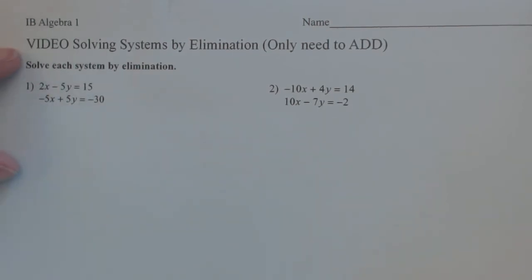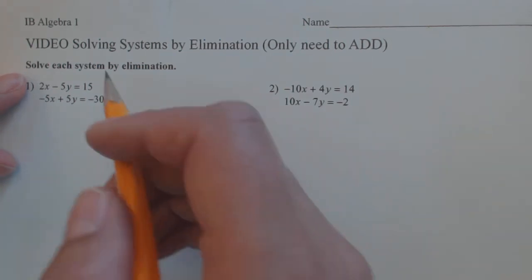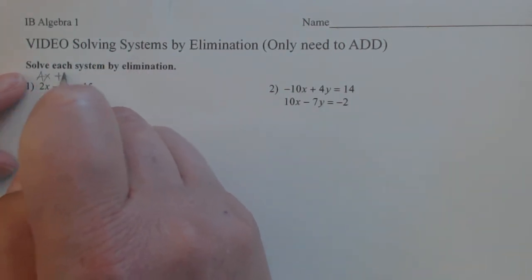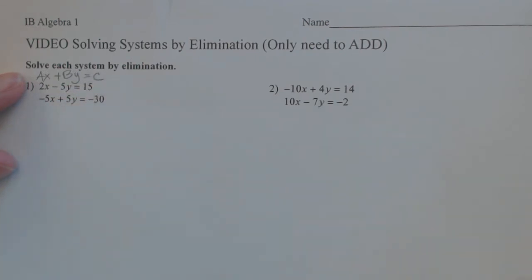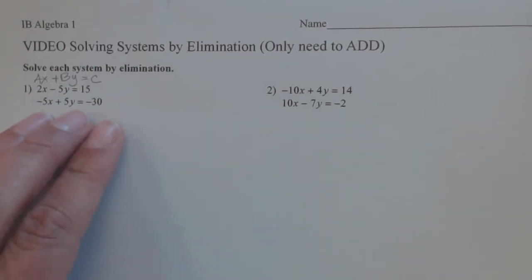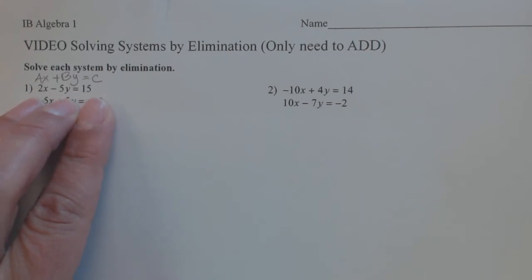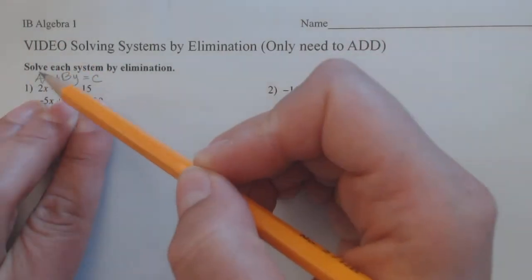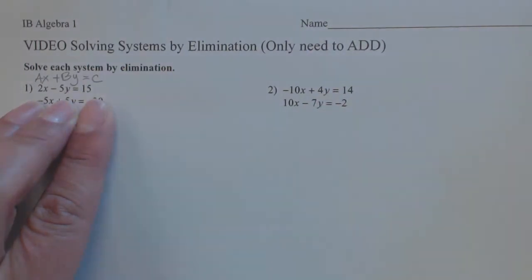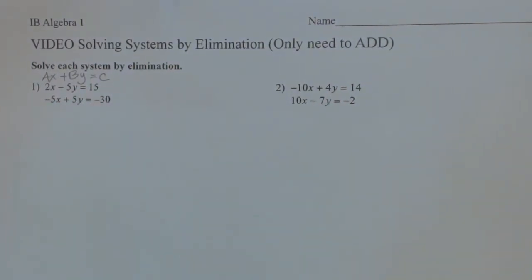Directions say, solve each system by elimination. Let's read the problem. Number 1, 2x minus 5y equals 15, negative 5x plus 5y equals negative 30. Now I want you to notice that these are in standard form. Standard form is ax plus by equals c, where a, b, and c are your numbers. So for this first equation, it's 2x minus 5y equals 15. Our a is 2, our b is negative 5, and our c is 15. So that's the form that they're in. We could go about using substitution, but elimination is so much easier, so let's learn how to do that.